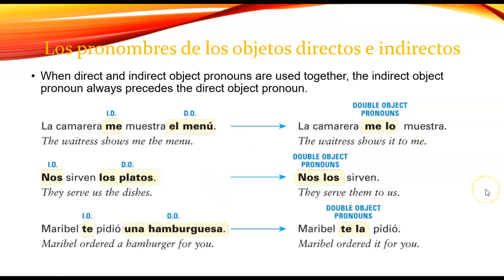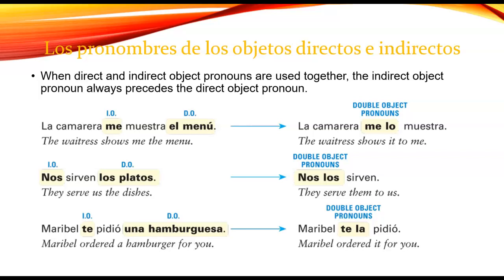So when direct and indirect object pronouns are used together, the indirect object pronoun always precedes or comes before the direct object pronoun. So I think of I do: indirect, direct object pronoun. So I took this from the book. However, I don't like exactly how they set it up, because they just set it up as a statement like la camarera me muestra el menú. So the waitress shows me the menu. And then they just say the waitress shows it to me.